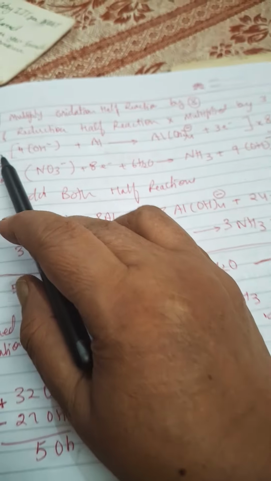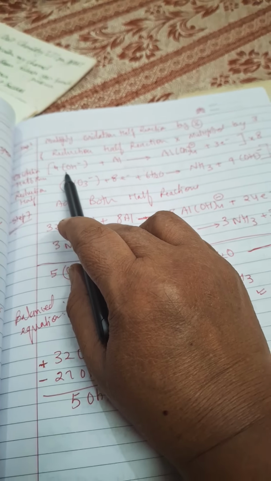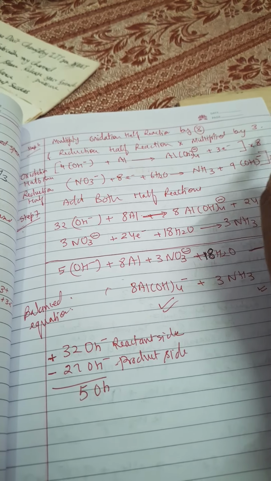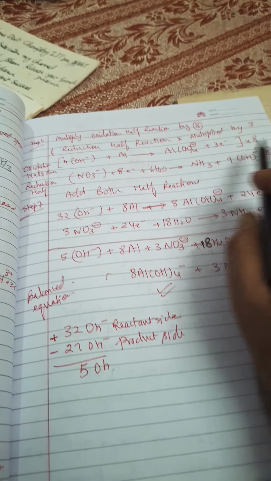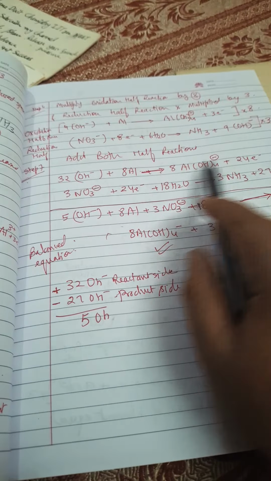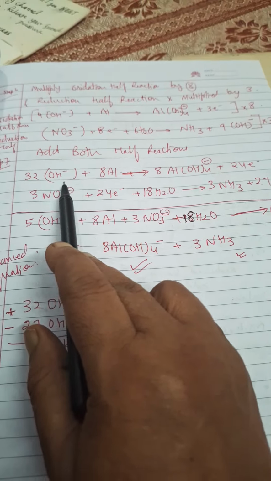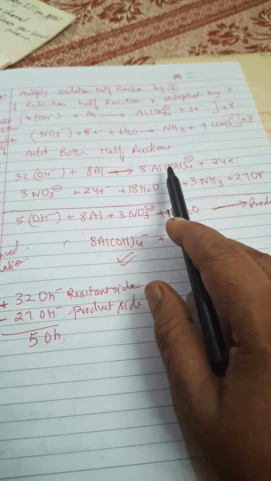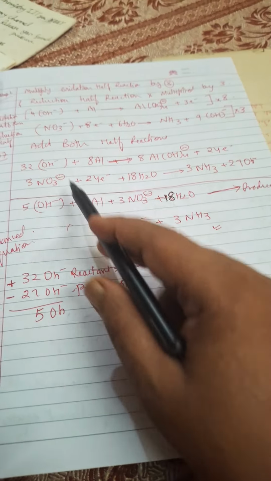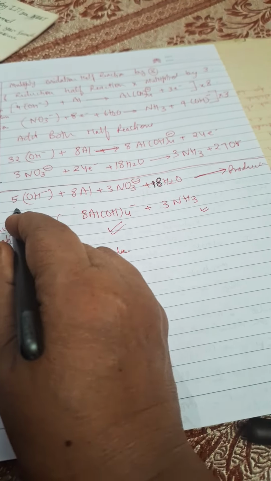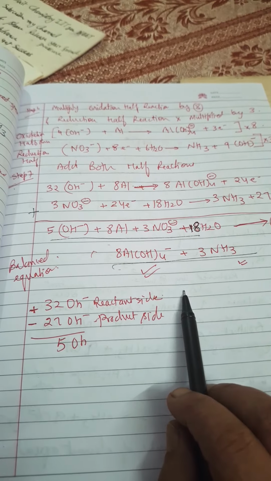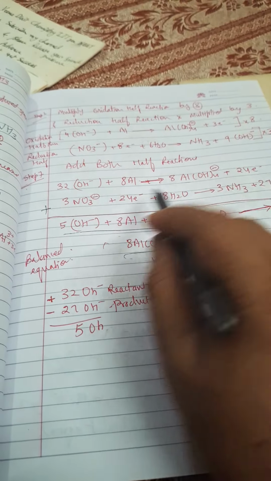See here, after multiplying, this is 4 OH negative, Al gives Al(OH)4 negative and 3 electrons. Multiply this by 8 and this by 3, and on adding, we get this equation. Write down that equation: 32 OH negative plus 8 Al gives 8 Al(OH)4 negative plus 24 electrons. Nitrate also you have to write down, and then add them together. So you will get this balanced equation. Write it down. Okay, very easy, you just have to practice. Here OH 32.